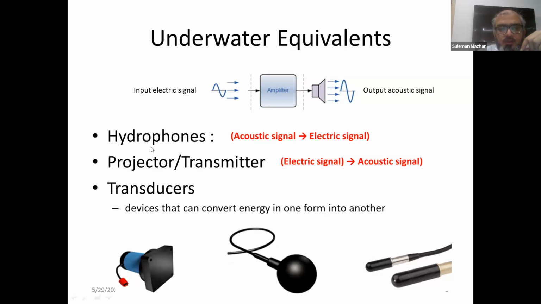Both hydrophones and the projectors or transmitters are known as transducers because these are the devices that convert energy from one form, which is either electric or acoustic, into another form, which is again electric or acoustic. So these are the underwater equivalent devices, the hydrophones and the projector or transmitter, which are used for the production or the reception of sound underwater. Here you can see at the bottom some examples of hydrophones here and the projector here.